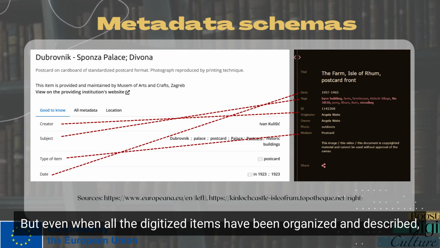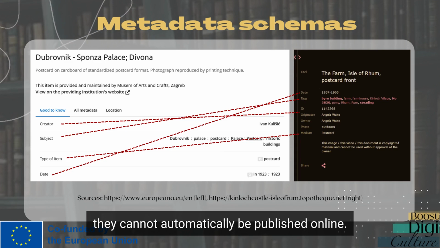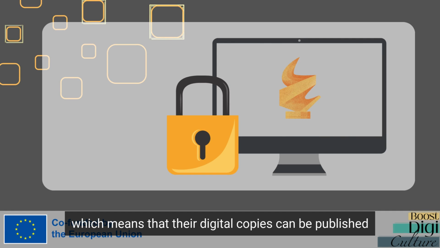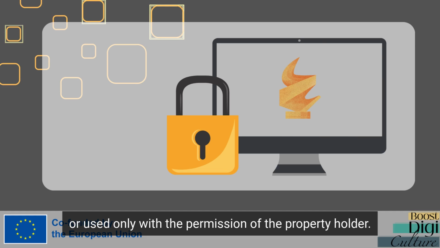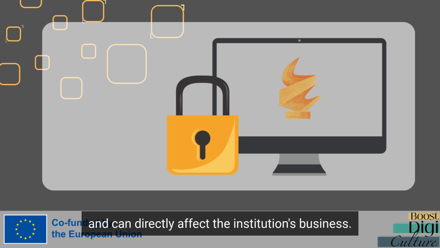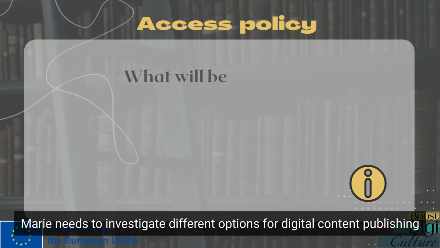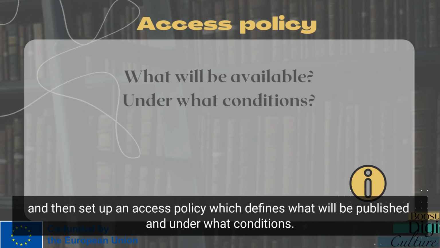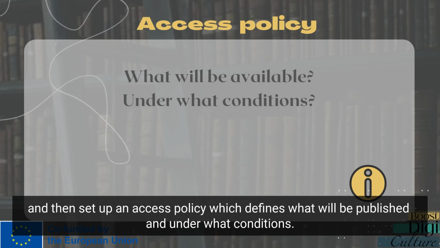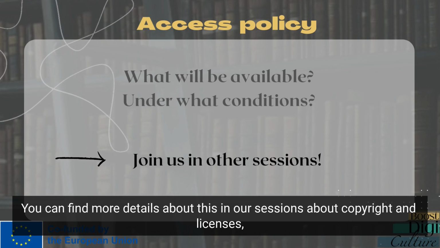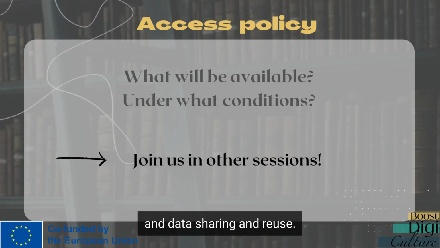But even when all the digitized items have been organized and described, they cannot automatically be published online. Some objects may be protected by intellectual property laws or donor agreements, which means that their digital copies can be published or used only with the permission of the property holder. Digital rights management is an important area and can directly affect the institution's business. Marie needs to investigate different options for digital content publishing and then set up an access policy which defines what will be published and under what conditions. You can find more details about this in our sessions about copyright and licenses and data sharing and reuse.